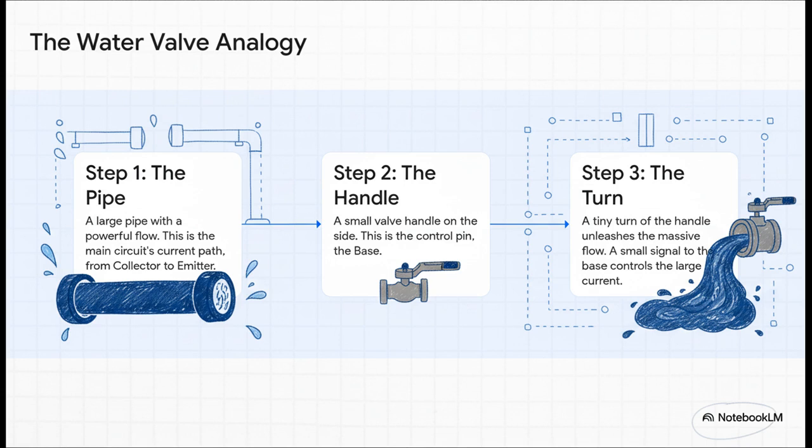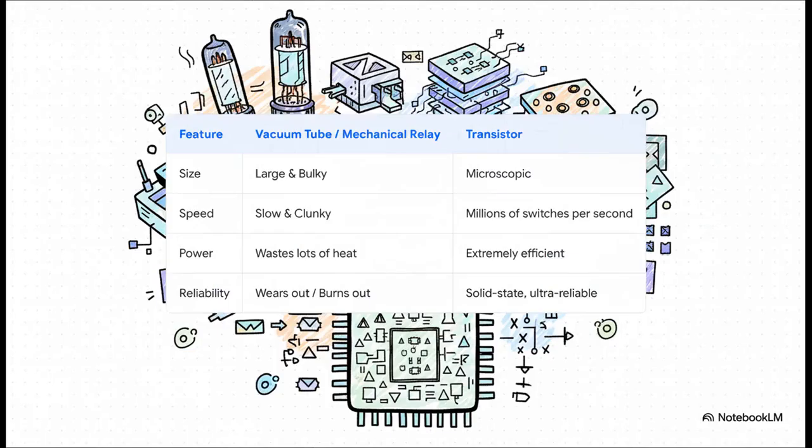And here's the magic. With just a tiny, effortless turn of that little handle, a very small electrical signal, you can control that massive, powerful flow of water. A tiny signal at the base controls a much, much larger current. That's the whole trick. And you have to understand why this was such a revolution.